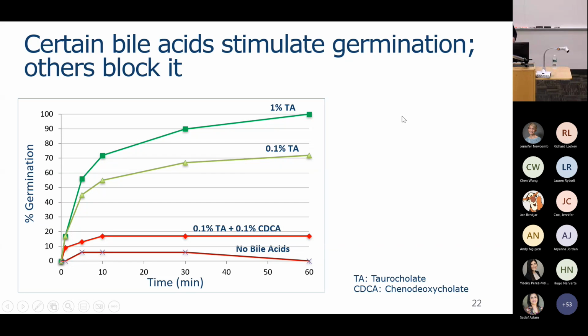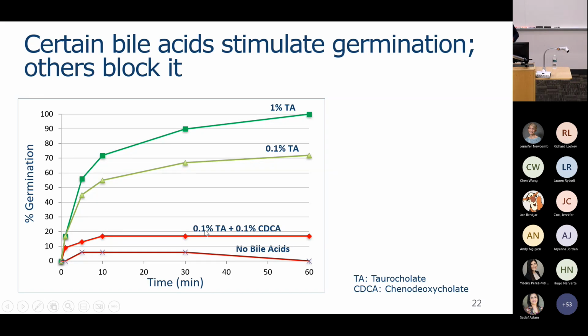And if you look at this germination assay, when you add 1% of taurocholate, you get 100% of germination. All the spores germinate. If you add 0.1% of taurocholate, you get about 70% of germination. So you need somewhere between 0.1 and 1% in order to get perfect germination. If you don't add any bile acids, as in the bottom here, you get no germination at all.